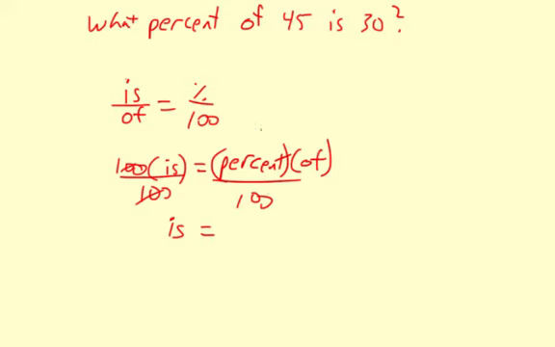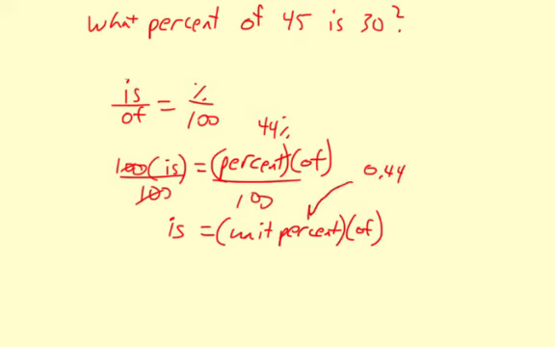Now remember, the percent is like 44%. So what we do is we make this a decimal instead. So this becomes the unit percent times the of. So once again, instead of 44% divided by 100, this would just be 0.44 as the unit percent. So once again, to get this percent equation, basically you cross multiply the proportion and just rewrite it a different way. So the is equals the unit percent times the of. That's your percent equation.